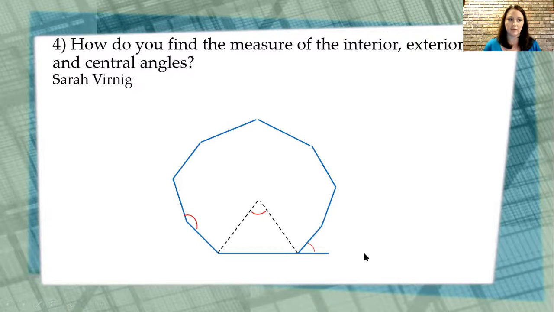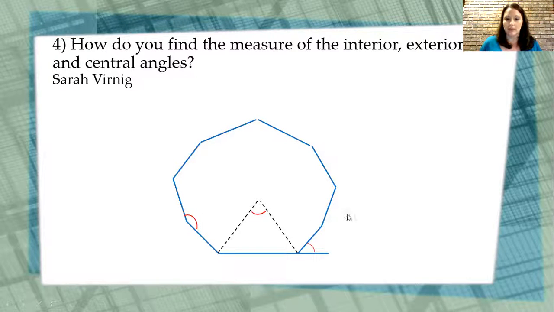Now a central angle is an angle with endpoints located on the circle circumference and its vertex located at the center of the circle. They are all congruent, and they will add up to 360 degrees. So right here's our central angle. Oh, and there's our interior angle.